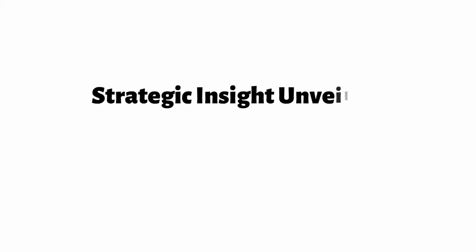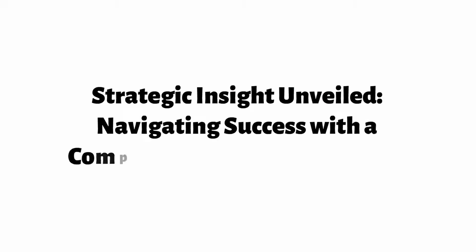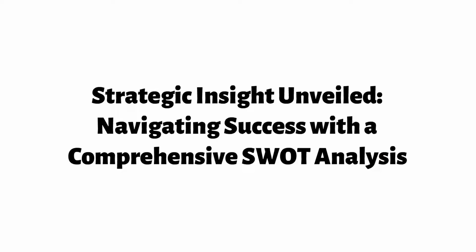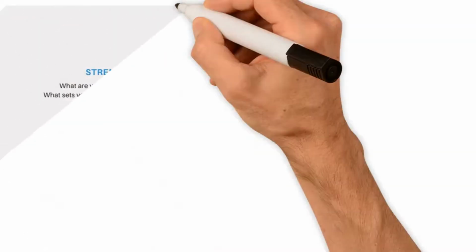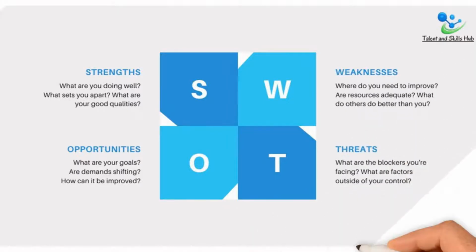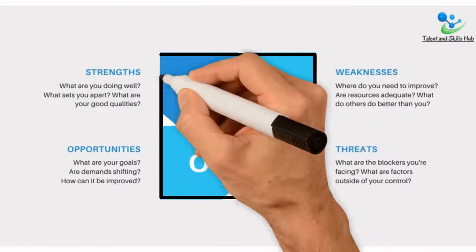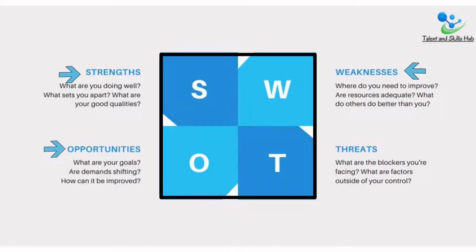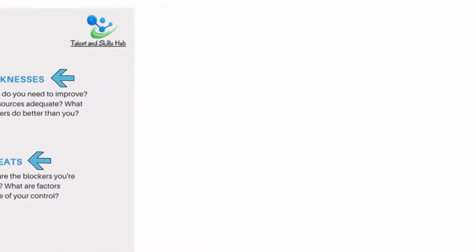Strategic Insight Unveiled: Navigating Success with a Comprehensive SWOT Analysis. SWOT analysis is a strategic planning tool used by organizations to identify and assess internal strengths and weaknesses, as well as external opportunities and threats. The acronym SWOT stands for Strengths, Weaknesses, Opportunities, and Threats. This analysis helps organizations understand their current position and make informed decisions about future strategies.